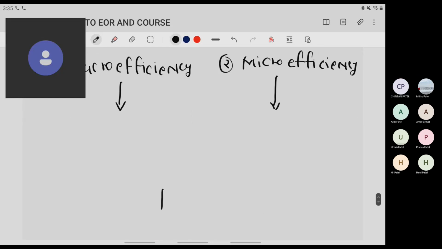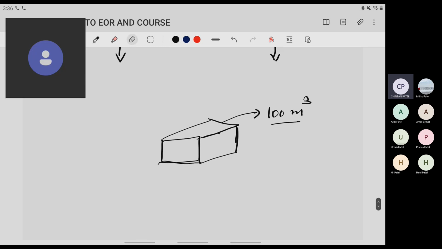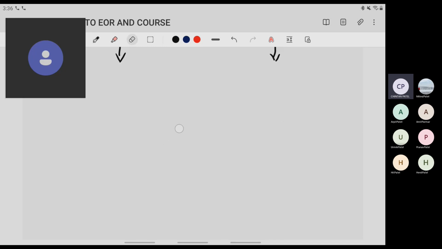Let's suppose this is our reservoir. Okay. And it has a volume of 100 meter cube. I am considering SI unit for now. Actually our reservoir shape is never going to be like this, but consider right now this is a reservoir. Don't consider volume right now, just understand this with area only.